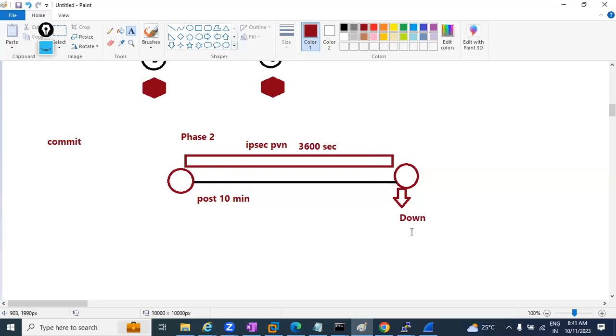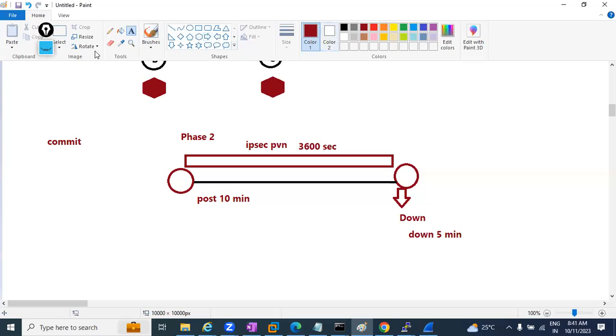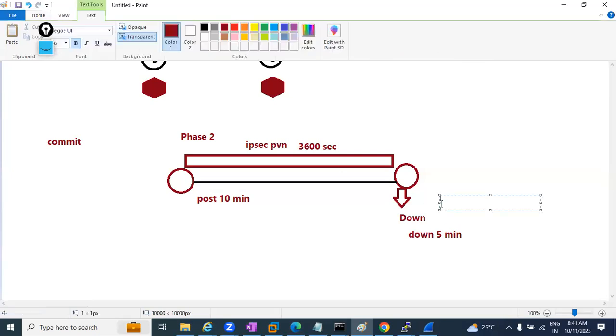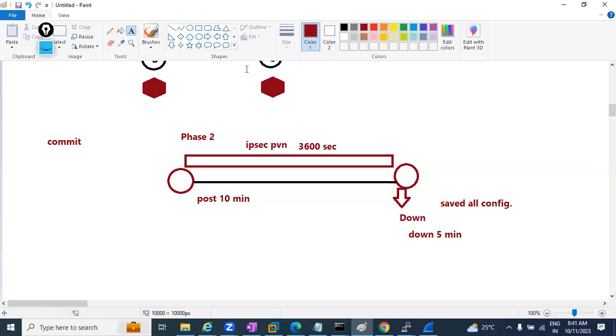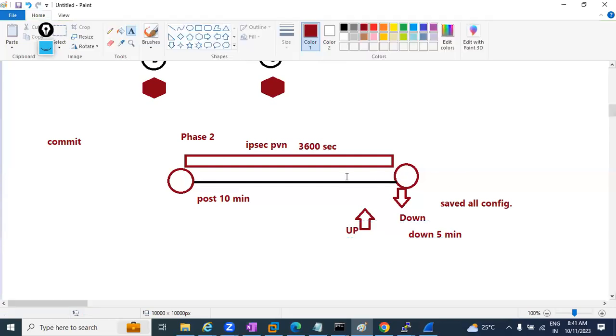But let's consider its downtime is just 5 minutes, and we have already saved all the configuration. After 5 minutes, this side would be up. This is up now. So again communication is fine, and this side is sending some data via its IPsec, in the form of encryption.